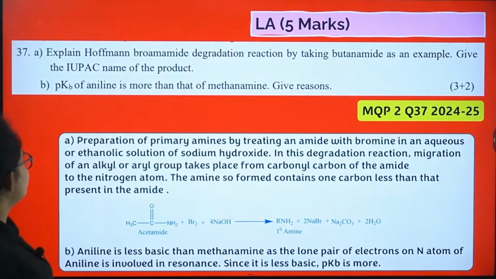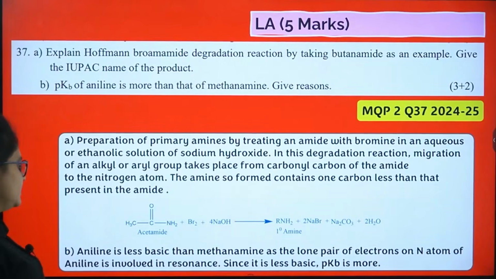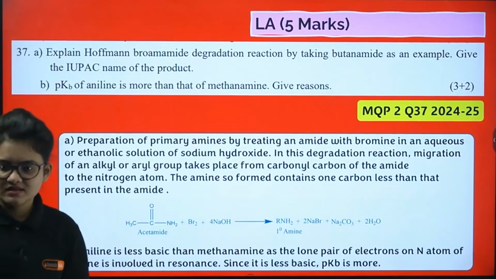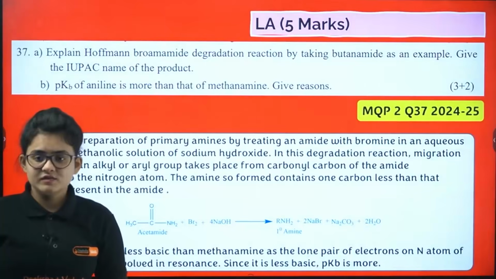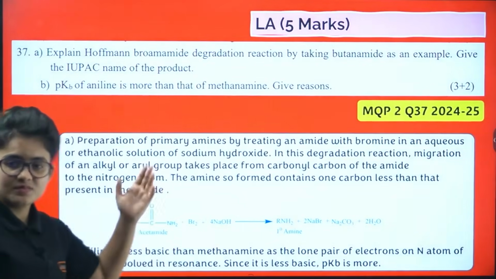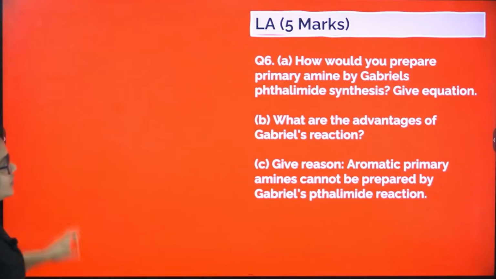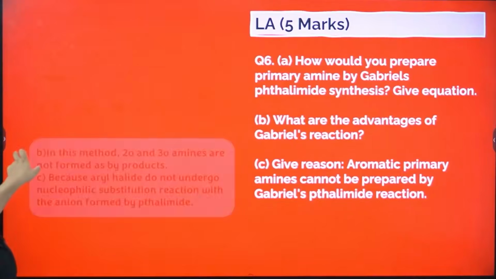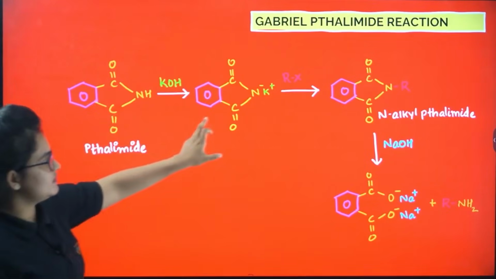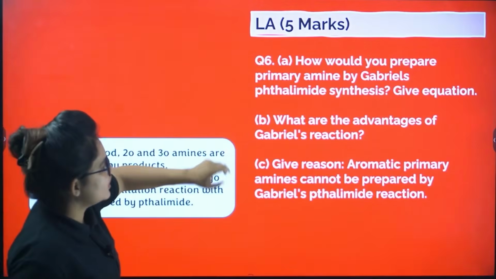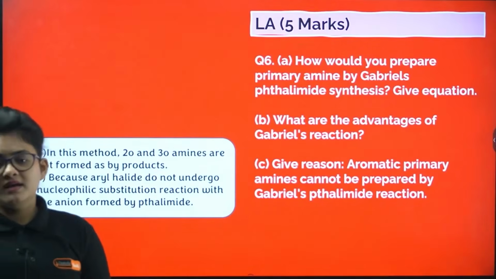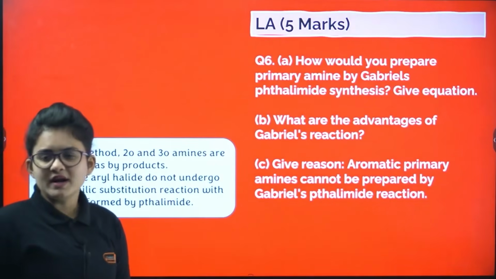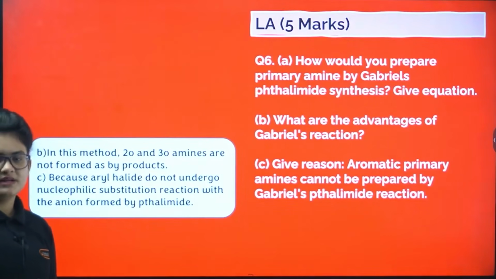Next question, pKb of aniline is more than that of methanamine. Why? Because aniline is less basic. Why? The lone pair takes part in resonance with the benzene ring, right? As a result of this, basicity decreases, hence pKb is more. So how would you prepare primary amine by Gabriel phthalimide synthesis? Here you can see this is the Gabriel phthalimide synthesis. Next, what are the advantages of the Gabriel reaction? Basically we will get purely 1 degree amine. No 2 degree or 3 degree amine will be formed.